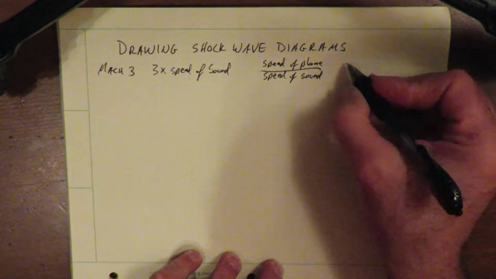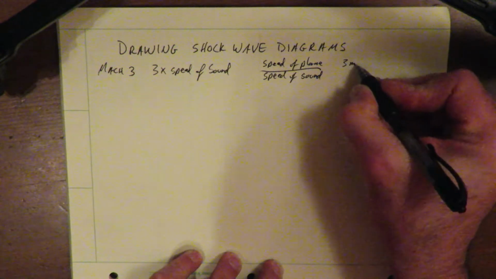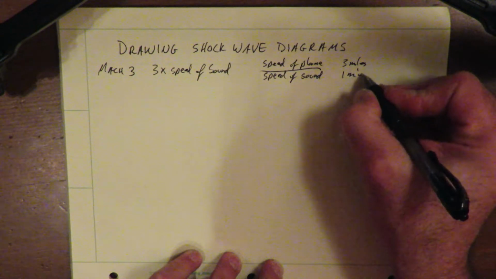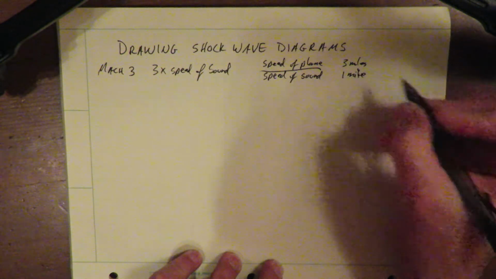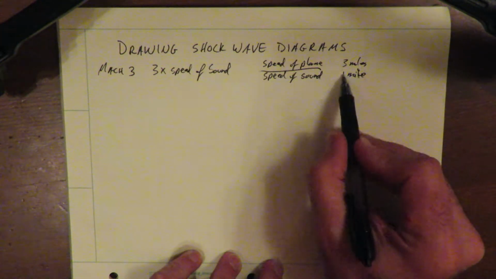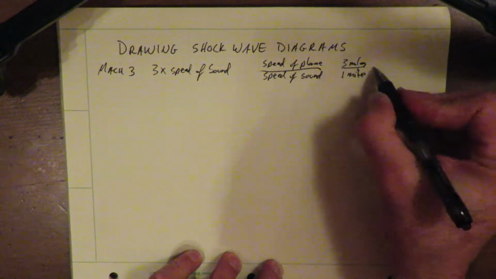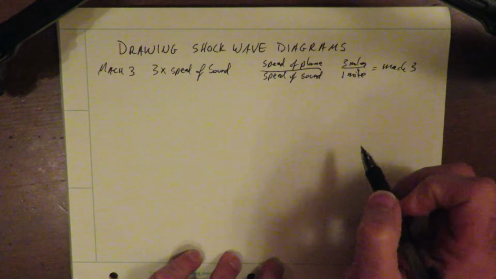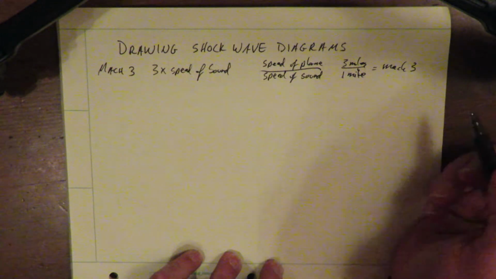So, for example, if the plane goes 3 miles in the time that it takes the sound to go 1 mile, that means that the plane is going 3 times as fast as the sound, which equals Mach 3. Now, it doesn't have to be miles. It can also be inches or centimeters.